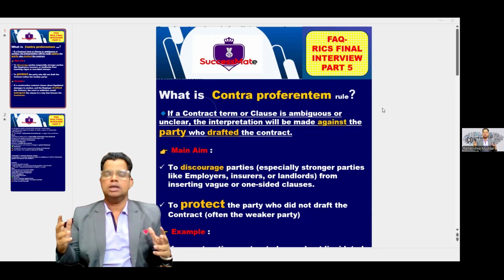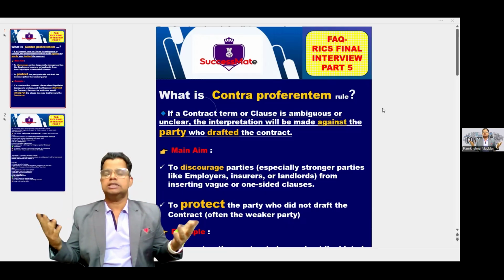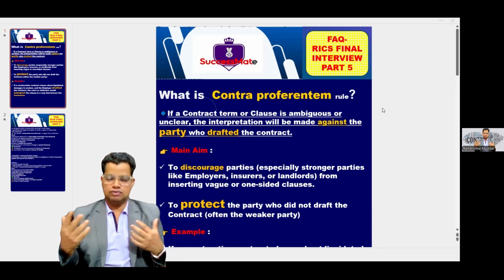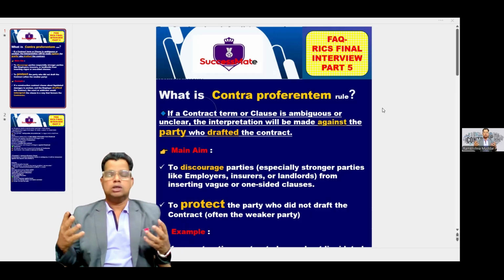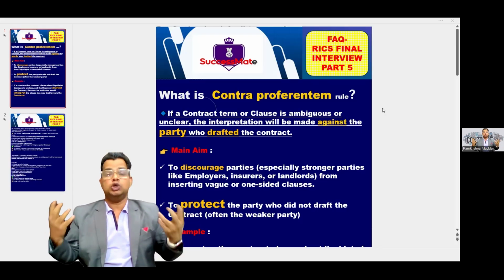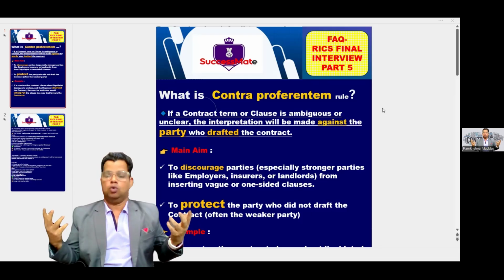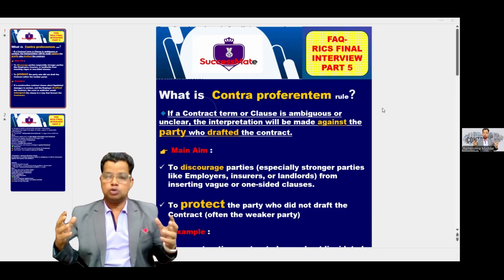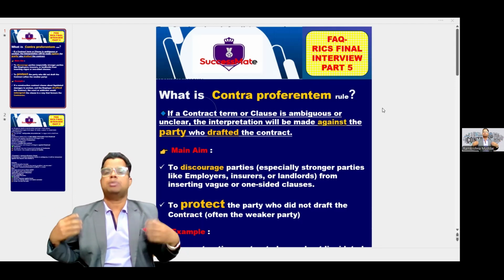What does this mean? Why is it required? It is just to discourage the other parties, especially the stronger ones, like the employers. Normally, when the employer is engaging with the contractor to sign the contract, the employer is the one who is drafting. He has more authority. So in order to protect the party who did not draft the contract, there is something called the Contra Proferentem rule.